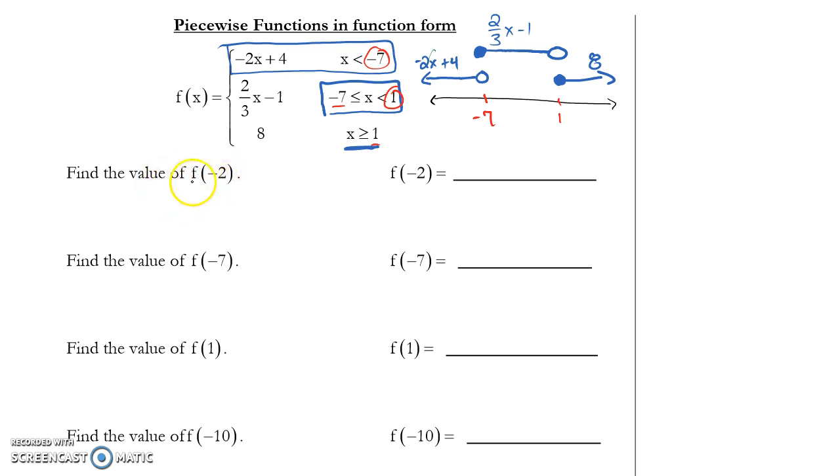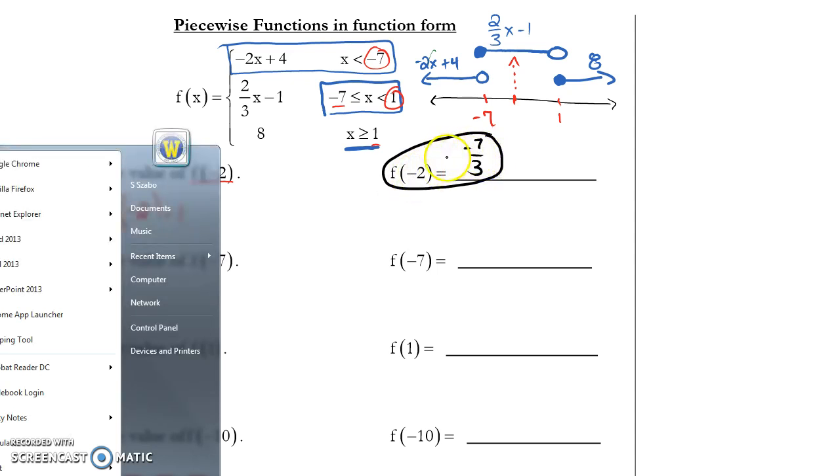So, when I'm asked to find the value of the function f of -2, I look to see where -2 goes on that number line. -2 would be somewhere in between here. That means I'm using 2/3 times x minus 1. X happens to be -2. If it's a fraction, no problem. We have calculators. We put this in our calculator, we make my final answer a fraction, we get -7/3. The function's value when x is -2 is -7/3.